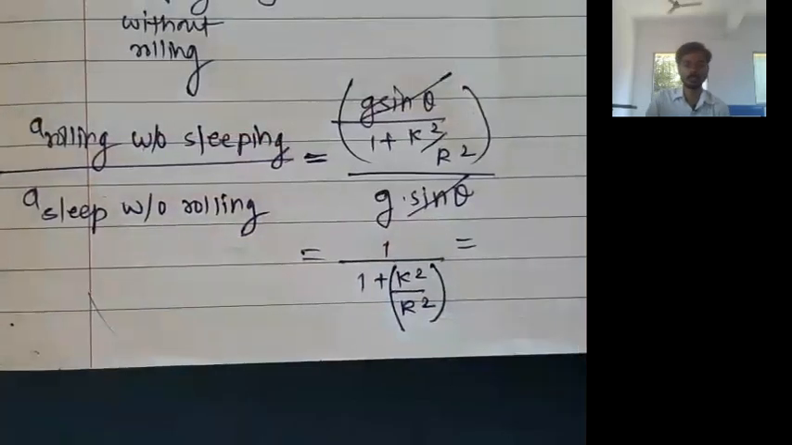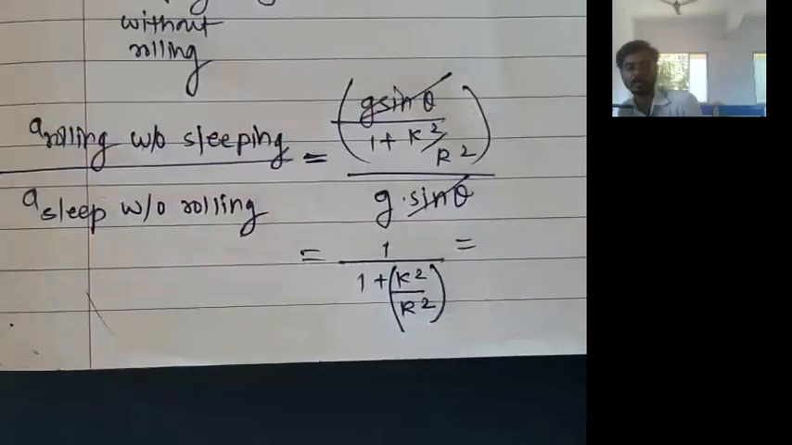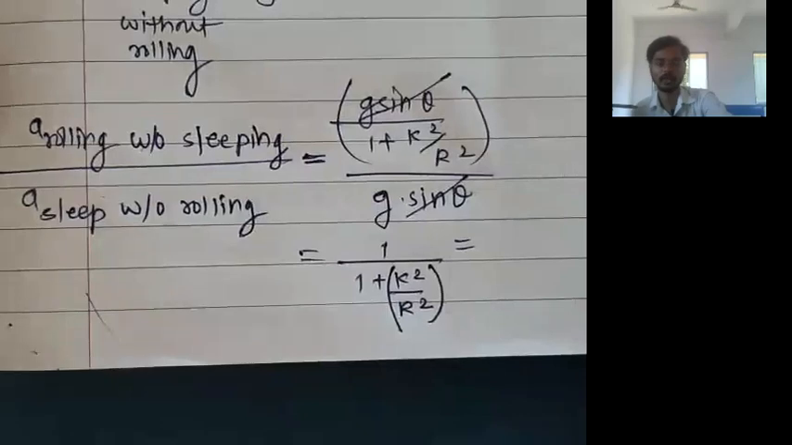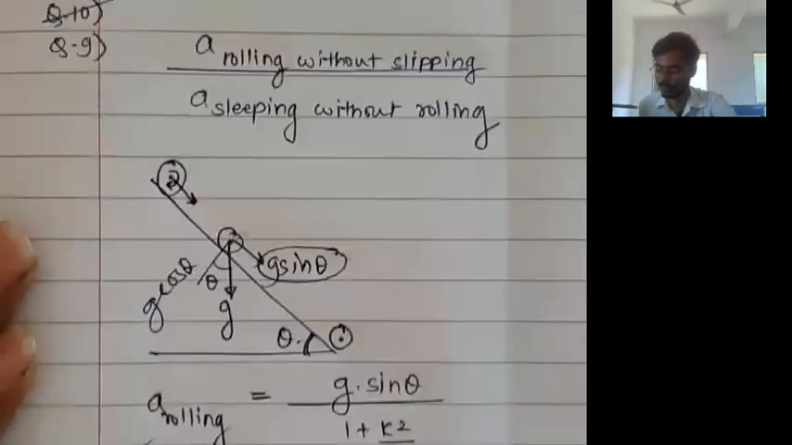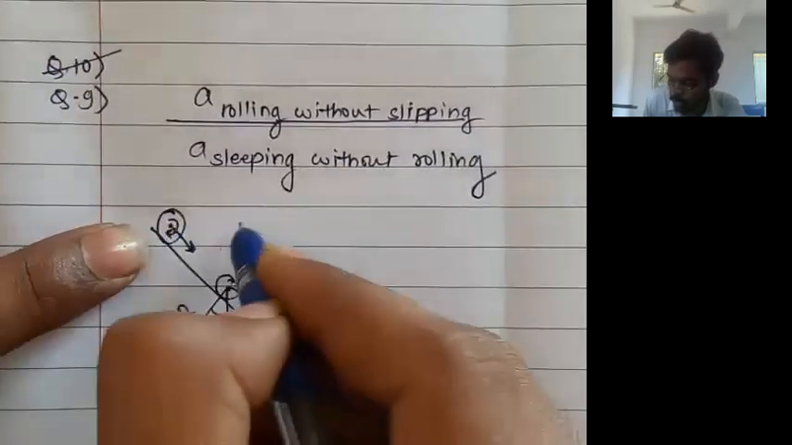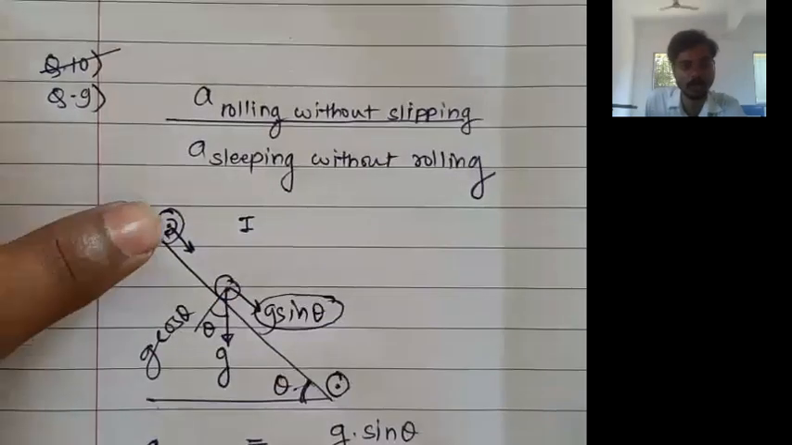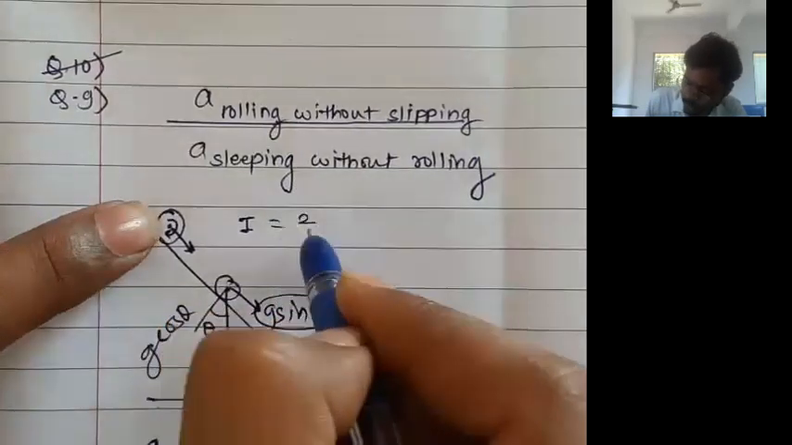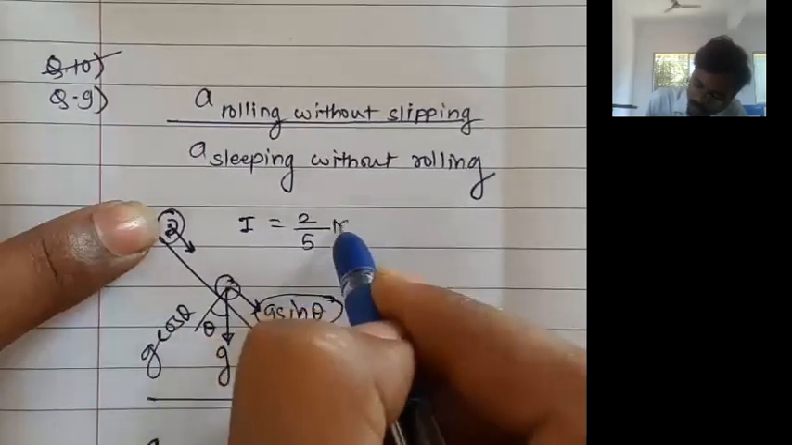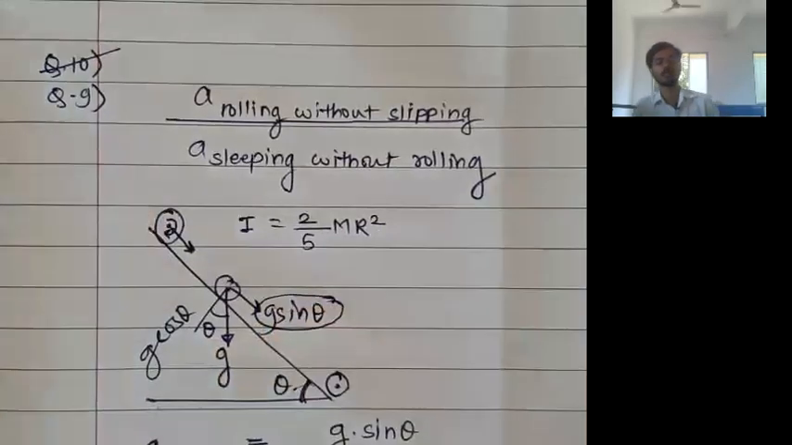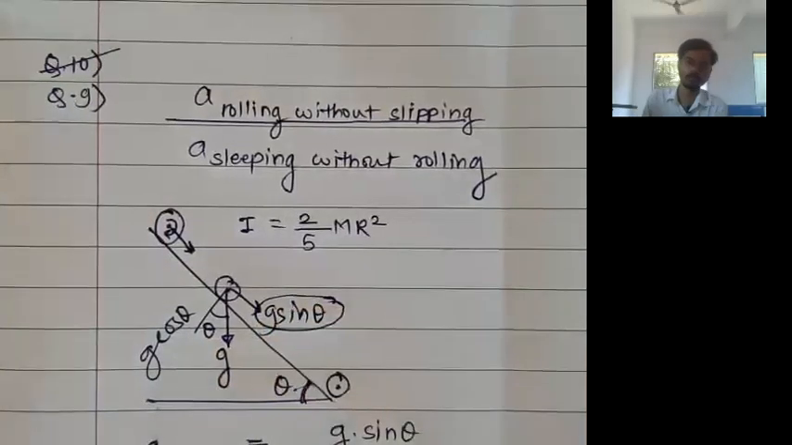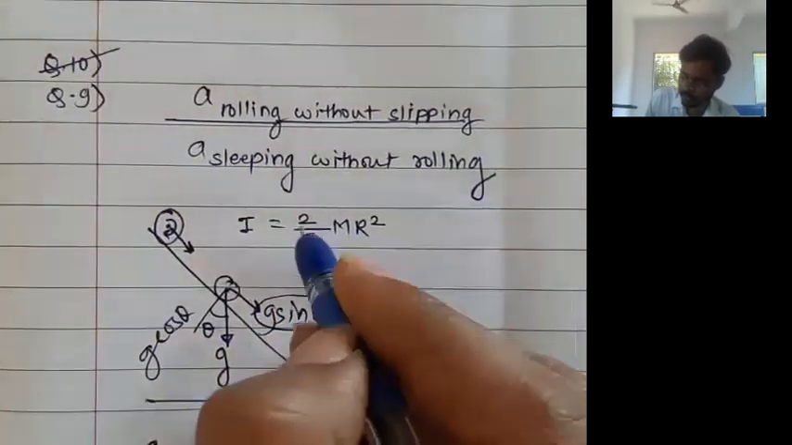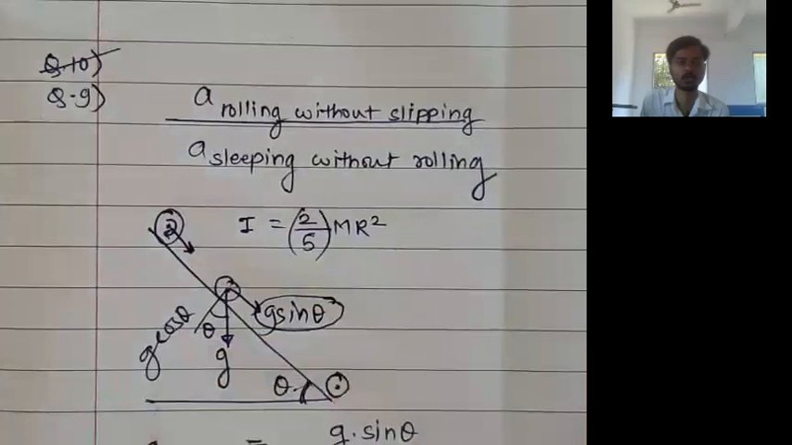Now what is k square upon r square? We have discussed multiple times. It is the coefficient of mr square. How to find the coefficient of mr square? By writing the moment of inertia. What is this object? It is a sphere. About which axis is it rotating? About the diameter. See the point which is coming out of the plane. About the diameter, what is the moment of inertia? It is 2 by 5 mr square. Okay. So what is the coefficient of mr square? It is 2 by 5.